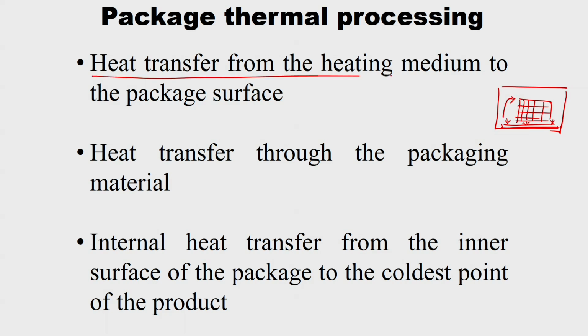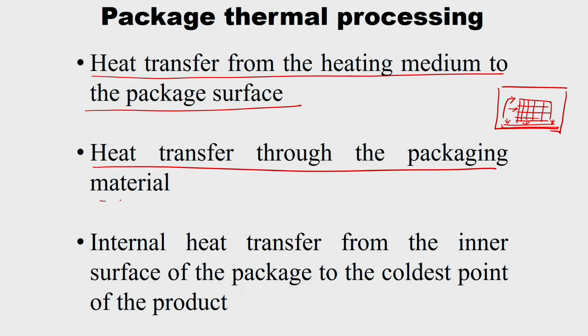The first thing is heat transfer from the heating medium to the package surface. So the steam to package surface, that is one kind of heat transfer. Another is heat transfer through the packaging material. So the first one is the heat transfer medium, HTM, to the packaging, and packaging to the food. So this is your food.